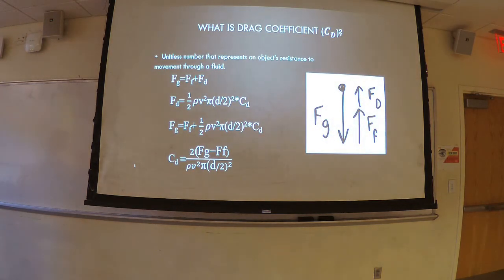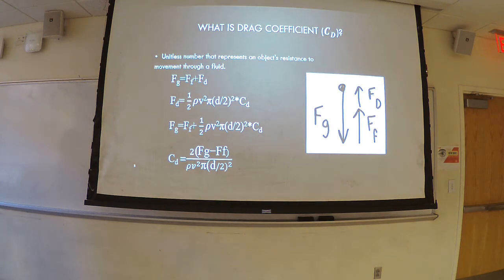Next, I'll talk about drag coefficient. Drag coefficient is a unitless number that represents an object's resistance to movement through a fluid. We derived our own drag coefficient by finding that mg minus the friction force in a French press would be equal to drag, and then we were able to set that equal to our drag equation and solve for drag coefficient.